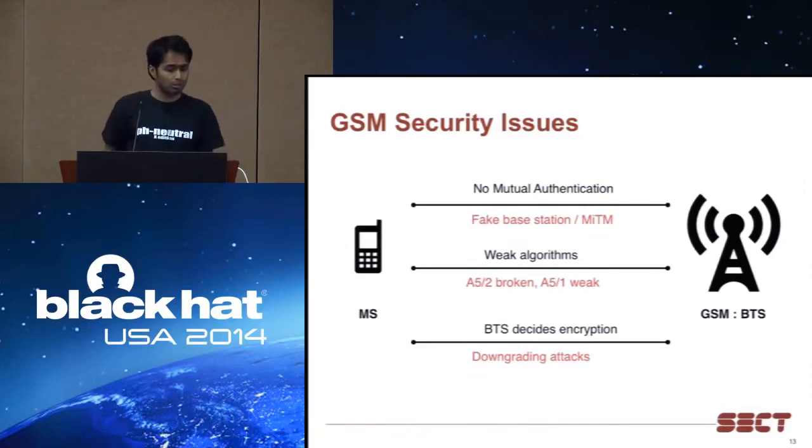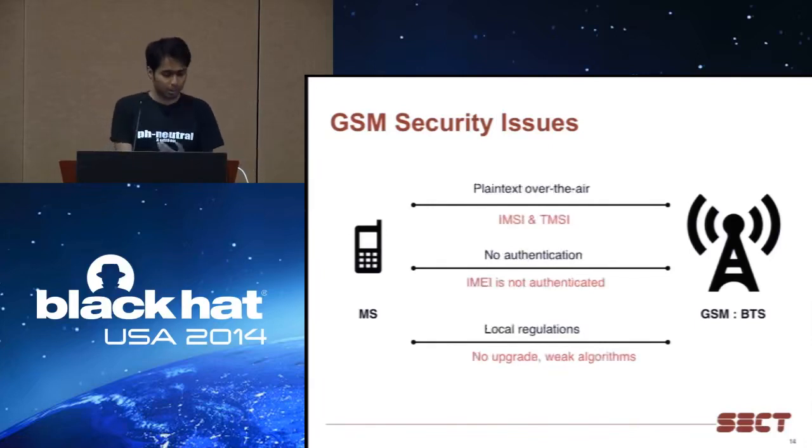We know there are weak algorithms. A5/2 is completely broken. A5/1 can be decrypted. Even the NSA slide deck shows they have a capability, or maybe other agencies. The problem is also that the base station decides when to do encryption, and that is actually how all the IMSI catchers work, because they force your phone not to use encryption. We know that, so these are the downgrading attacks which are possible.